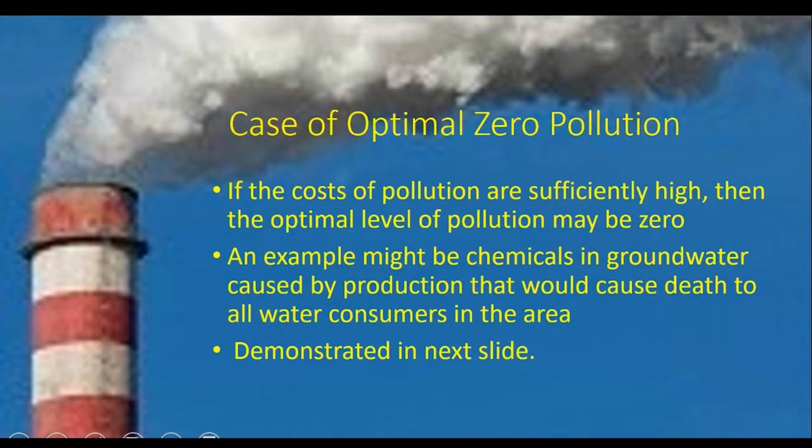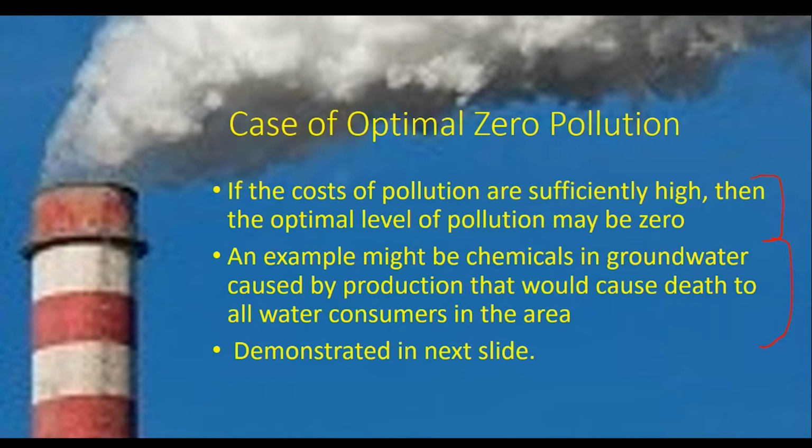Here's the case of optimal zero pollution. And here's what has to happen. The costs of pollution have to be really, really high. If that's true, then the optimal level of pollution may indeed be zero. An example of that might be chemicals in groundwater, caused by a production activity that would cause death to anyone who consumed the water in the area.